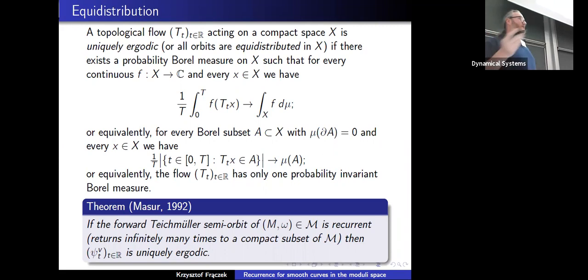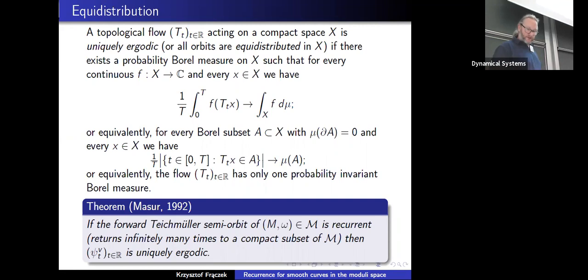And informally, it means that every semi-orbit is equidistributed along the whole space according to the law given by the measure mu. The last equivalent definition is that the flow has only one invariant probability measure. And there is a classical beautiful result by Masur, which intertwines the Teichmüller dynamics and translation dynamics.